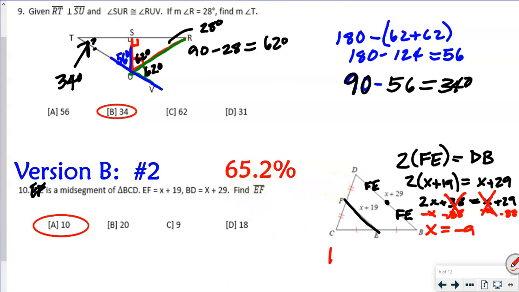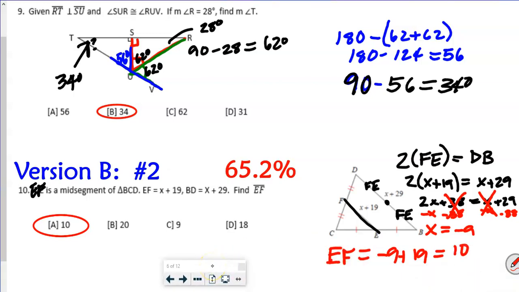Okay, so EF is what? Equal to negative 9 plus 19. That's 19 minus 9, so that's just 10, right? Now listen, that's our answer, yes, but the way we check our answer is we plug that also into BD. And that should be 20, right? So this would be negative 9 plus 29, which actually is 20. So that's the way we can check our answer. If this times 2 equals that, then we know we got the correct answer.